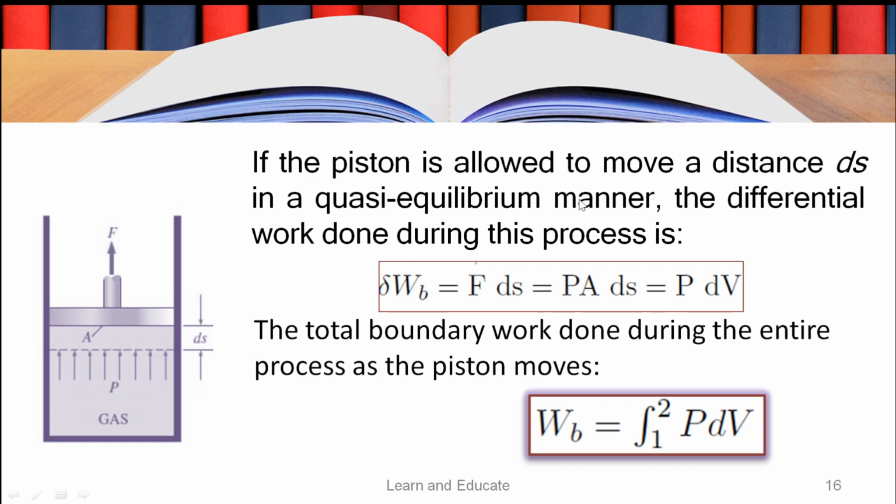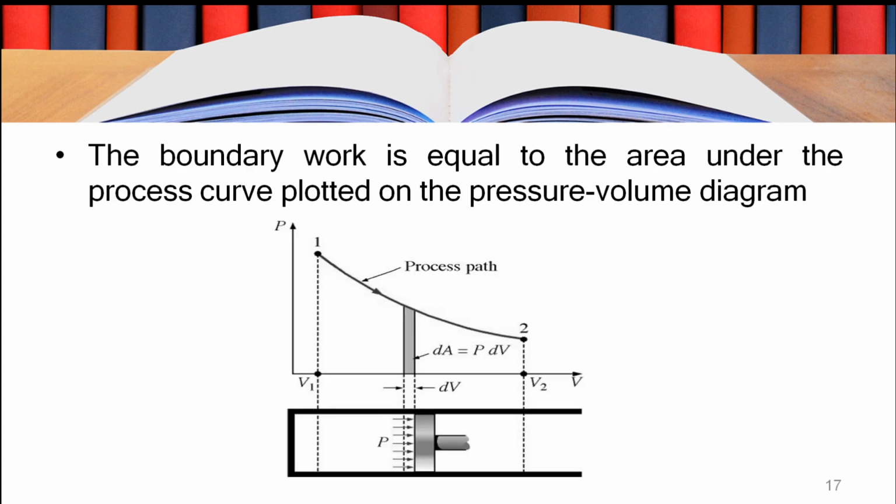So if the piston is allowed to move a distance ds in a quasi-equilibrium manner, what is a quasi-equilibrium process? Already we have discussed that when a process is executed in an infinitesimally slow manner, all the intermediate states between the initial and final states will be in equilibrium. That is called a quasi-equilibrium process. So the differential work done during this process, as we have seen in the previous slide, is delta WB equal to PdV. So total boundary work done is WB equal to integral 1 to 2 PdV.